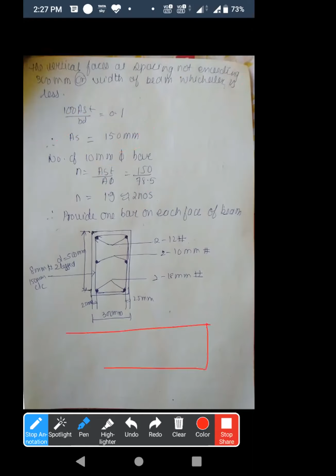This is your beam. These are the spaces. At these spaces, you have to provide this 0.1% steel. Now see here. Provide one bar on each face of the beam. Here the total width is 300 mm. At the bottom, you are provided with two numbers of 18 mm bars. At the top, you are provided with two numbers of 12 mm bars, and here this bar is provided in the space at the center.